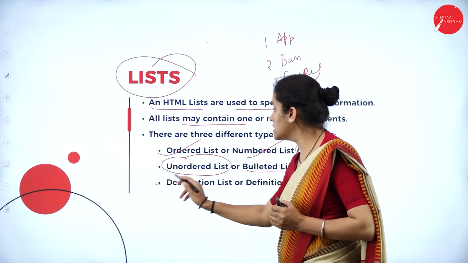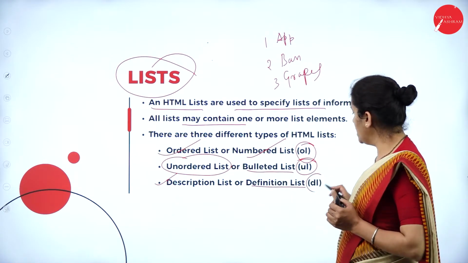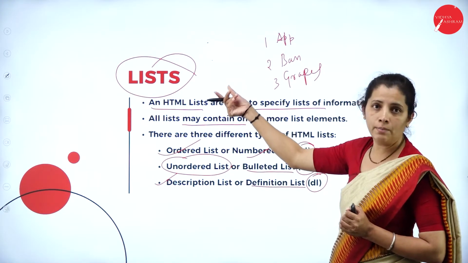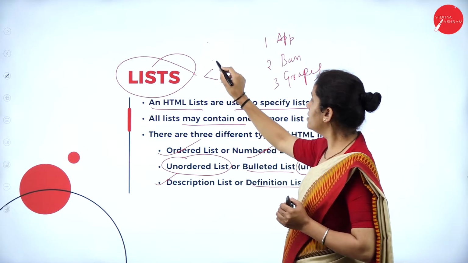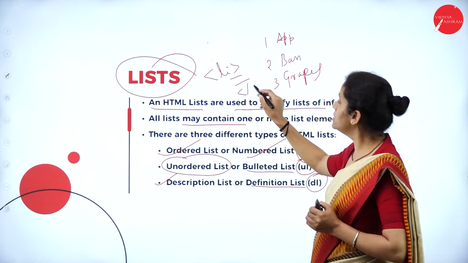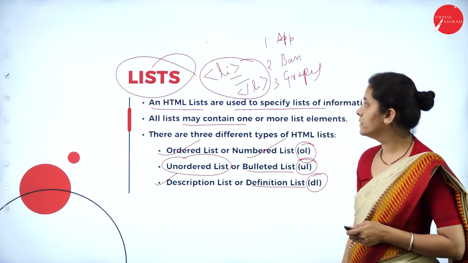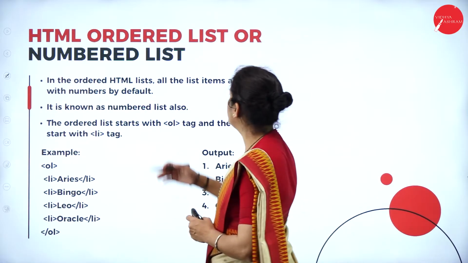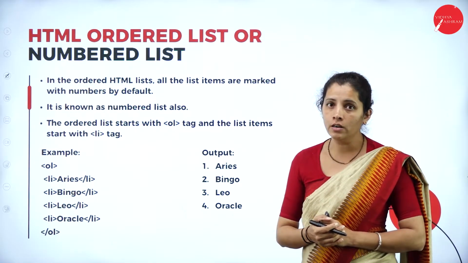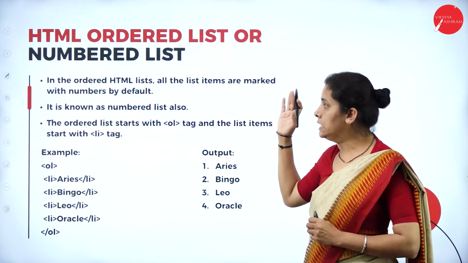Then I have a description list or definition list, that is indicated by DL. Suppose I want to list an item in my HTML, what's my tag? That is LI, and it must have the closing tag. This complete thing together is called a pair. Now if I consider the HTML ordered list, if the items are displayed in some order, that is in the form of numbers, then I'll use the ordered list.